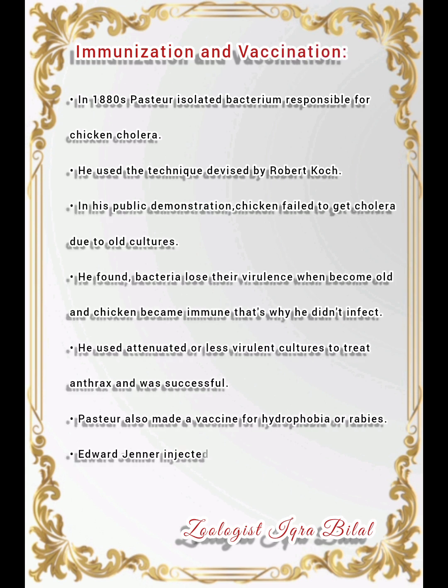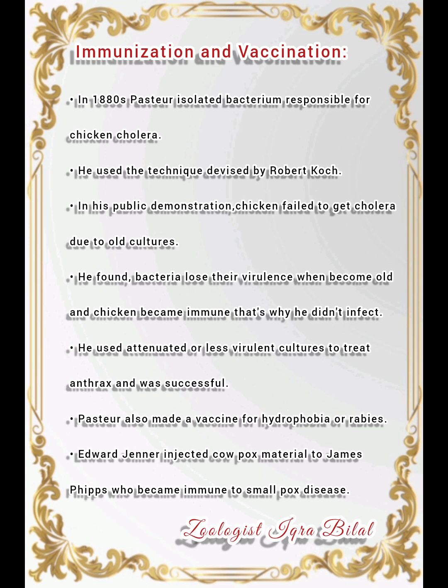Immunization and vaccination. In the 1880s, Pasteur isolated the bacterium responsible for chicken cholera. He used the technique devised by Robert Koch. In his public demonstration, the chicken failed to get cholera due to an old culture. What happened in the public demonstration?